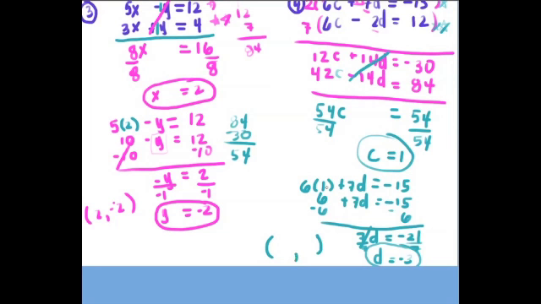Again, just because it's not X and Y doesn't mean I can't put it into point format. You just put it in alphabetical order. So C comes first, so the 1 goes there. D comes next, so it goes in the second slot. Final answer is (1, -3).